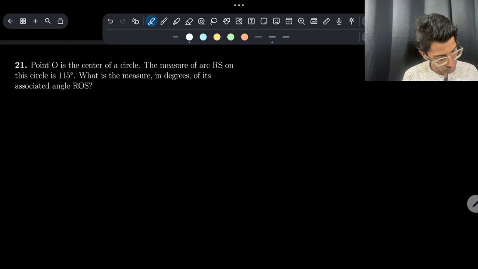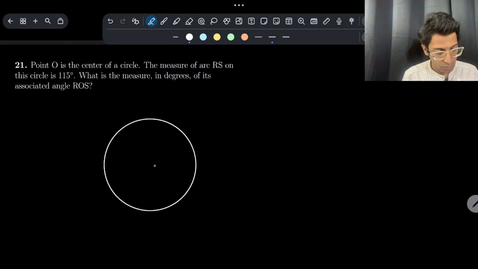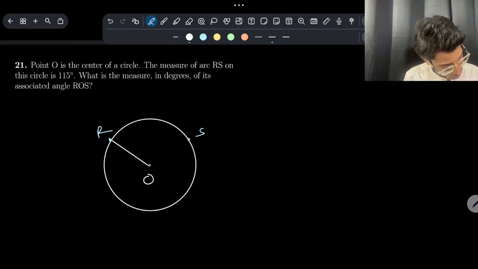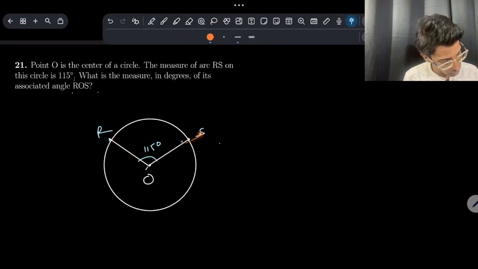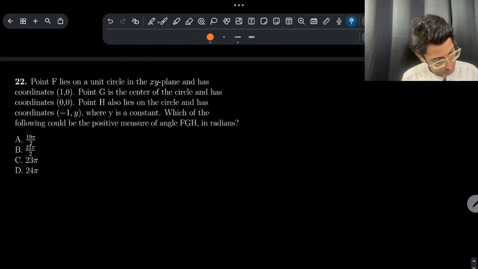Point O is the center of a circle. Let me draw the circle for you. This is point O, the center. The measure of arc RS on the circle is 115. So this is R, this is S, and the measure of this angle is 115. What is the measure in degrees of its associated angle ROS? He's asking you about the same angle ROS, so it is again 115. That is the answer. Let's run to the next problem.